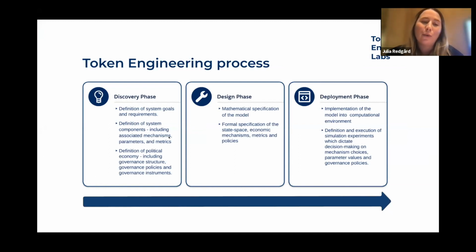And then once you have been here, you will move on to the design phase, where you will make the mathematical specification of the model or the design object and make the formal specification of the state space, economic mechanisms, metrics, and policies. And then finally, when you have this described, you can also move it over to a computational environment. And then you may formulate and execute some experiments that can then be used to make choices about mechanisms, parameters, and governance policies.